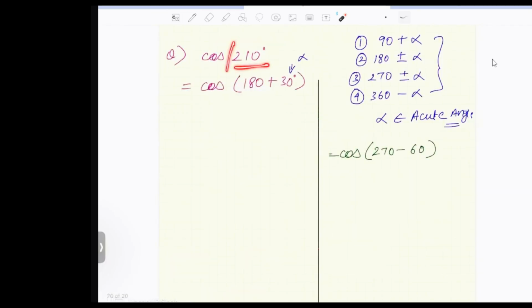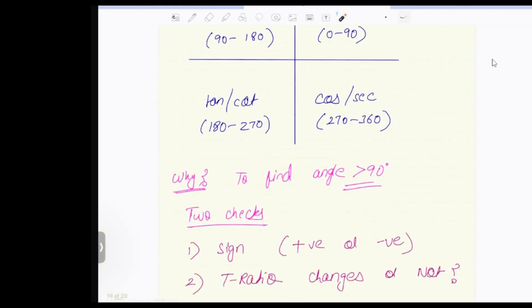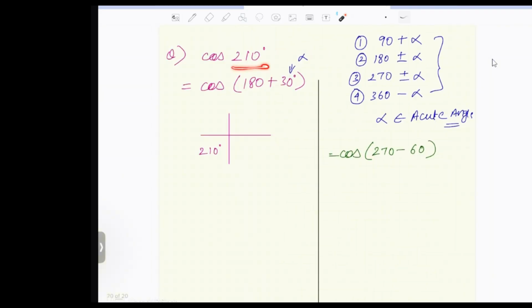Repeating again. Now check, your angle is 210 degrees. It belongs in which quadrant? Let's go slow. This quadrant comprises which values? 180 to 270. Correct? So 210 falls in the third quadrant. Now, does your cos also belong to the third quadrant? No. There is a mismatch. Hence, the sign will be minus. Simple.